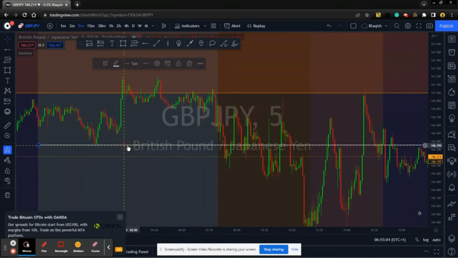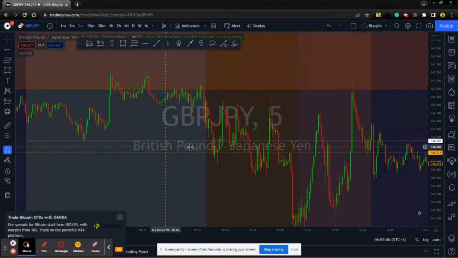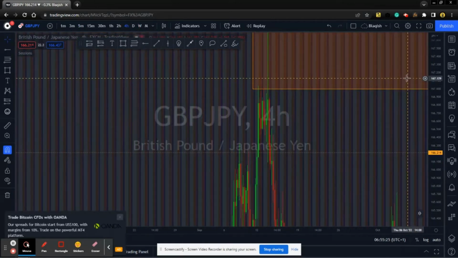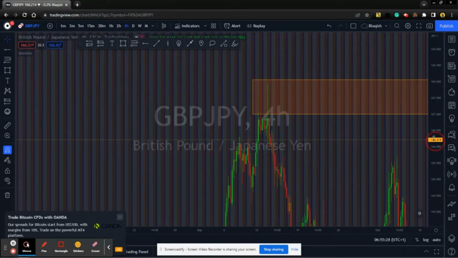You can try to enter when the market has broken this Asian low, or you can just wait for the market to open and then try to capture the down move. Here we are looking for a little pullback. First, let's go back to the 4 hour to identify where our target, our take profit, will be.